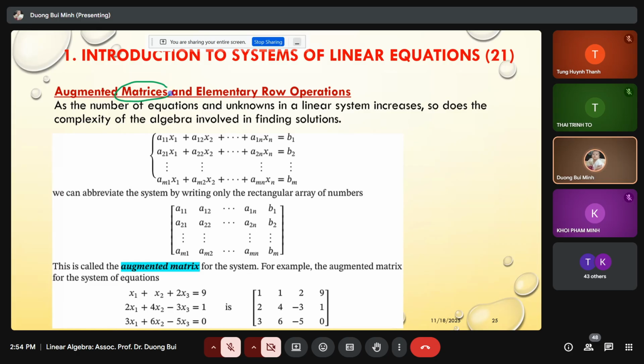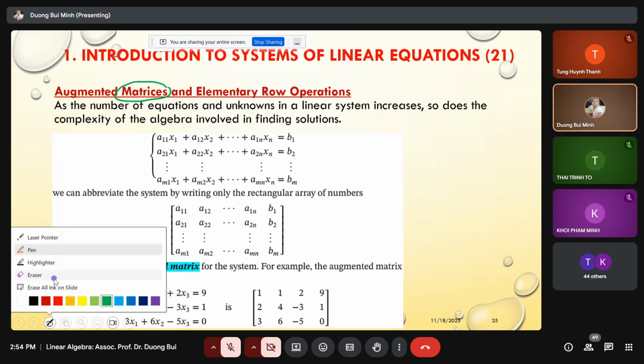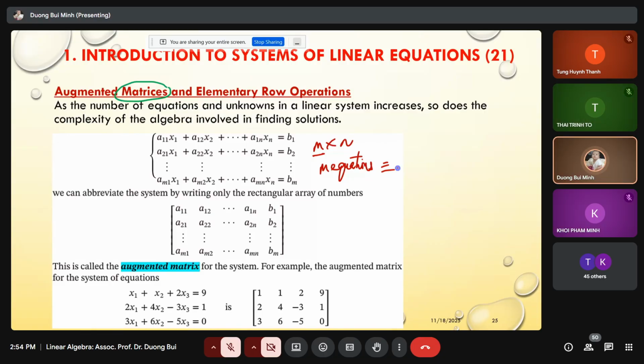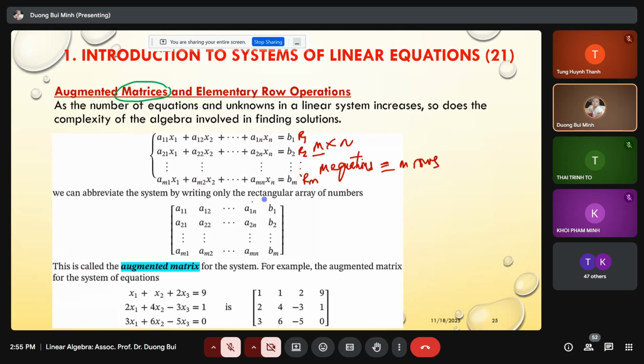matrices. Okay. So for now we have the linear system here. We have m equations and n variables. M equations means we have m rows: row 1, row 2 to row m. We have m equations and n variables.